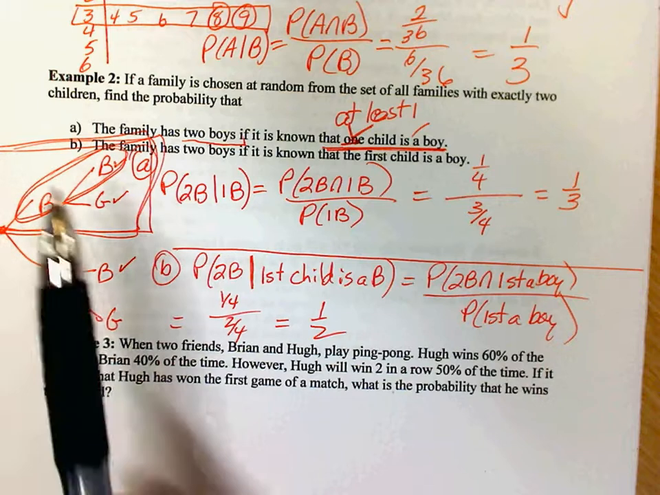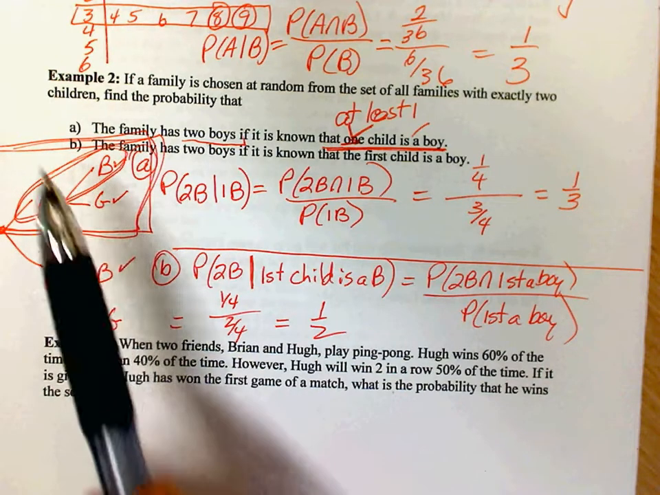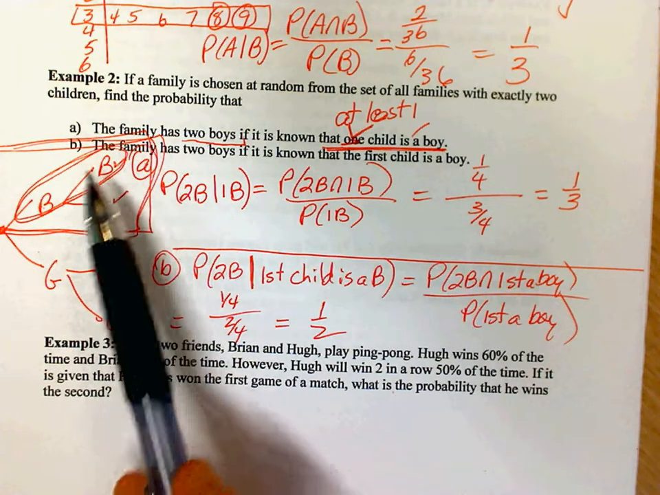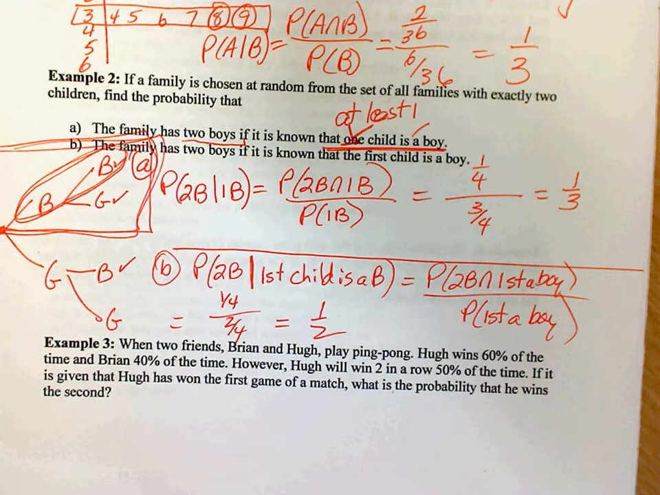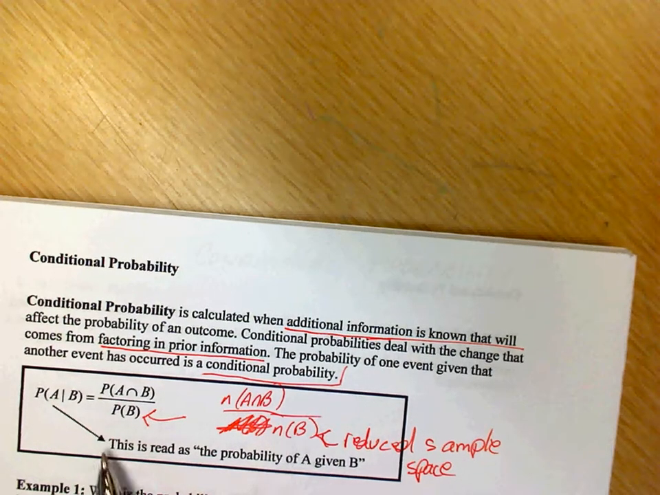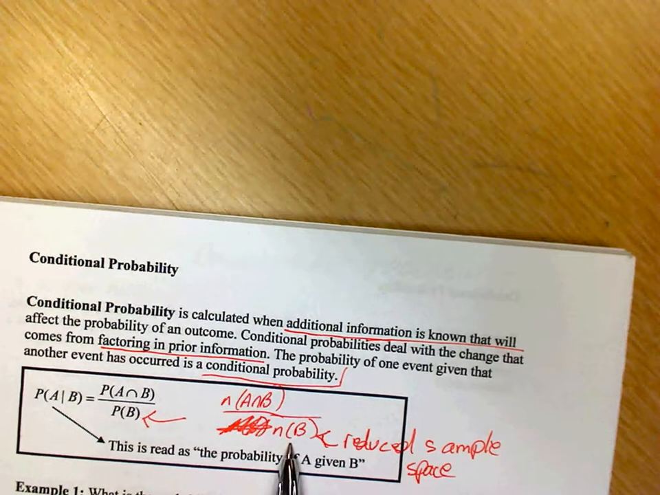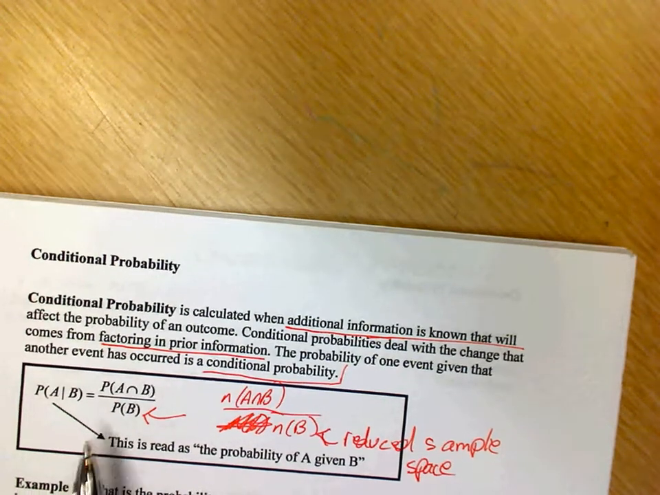And then the intersection of 2 boys and the first is a boy is just 1 over 4. Yeah, you can do it like that, or 1/4 divided by 2/4, depending on which formula you want to use. You want to use this one. I'm using this one.